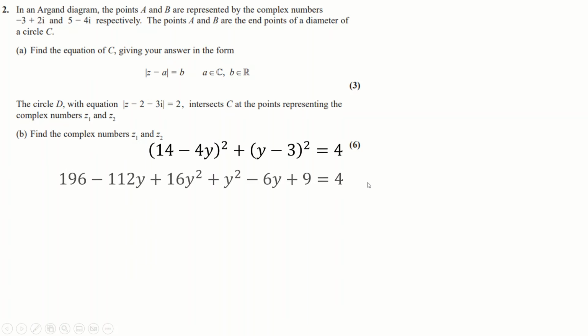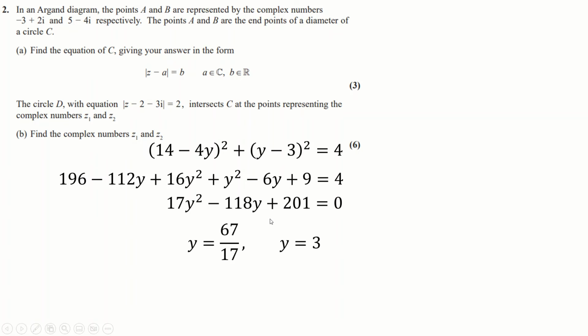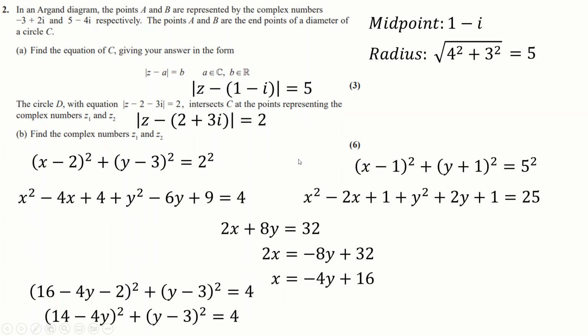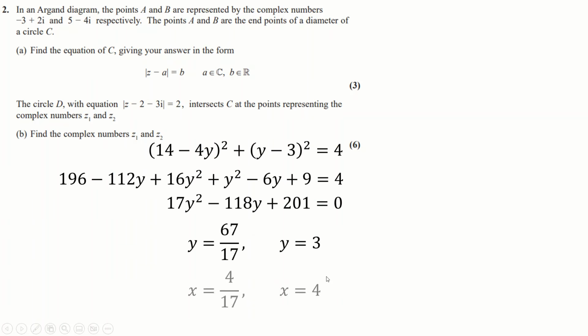So if we expand this out, we get this, and then we get this. Tidy it up, this goes into a calculator, obviously. You get this, you put that back into the line would be the best thing to do to get your x-coordinates, rather than back into the circles. So now we've got our two coordinates. We've got 4 over 17, 67 over 17, and the other coordinate is 4, 3.